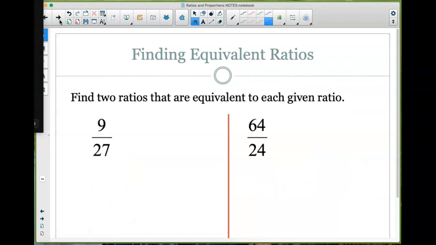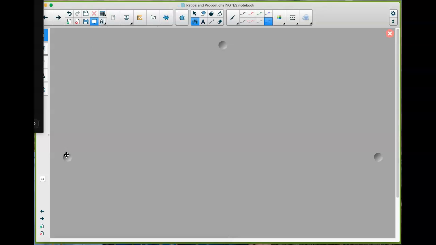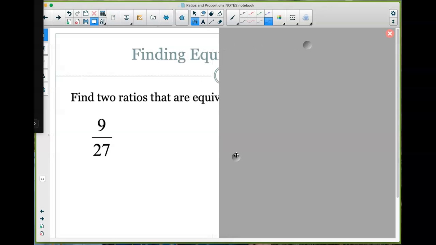Okay, so I want you to do the same thing on this one. And I want you to give me 2 equivalent ratios and just type them in the chat. 2 ratios equivalent to 9 to 27. And go ahead and type them in the chat. And you can write them in your notebook first. You can do the work in your notebook.